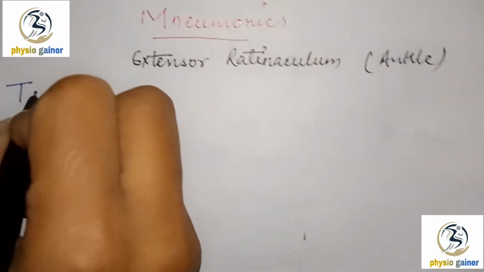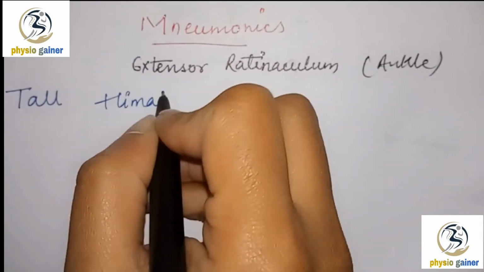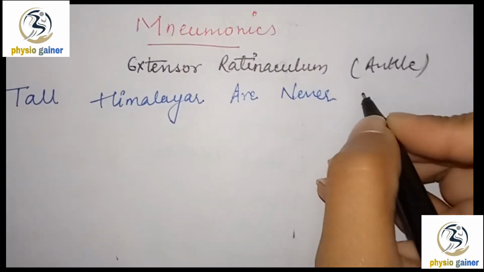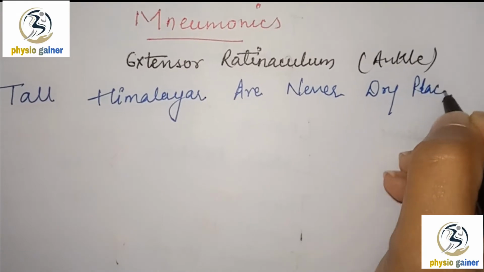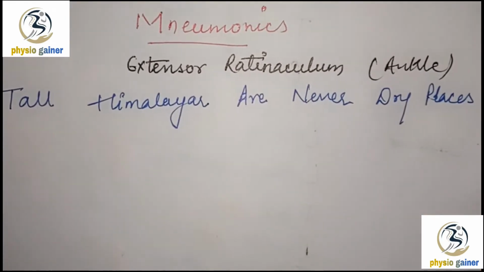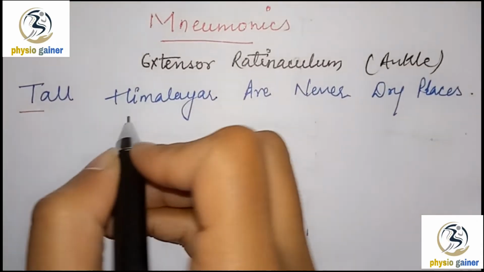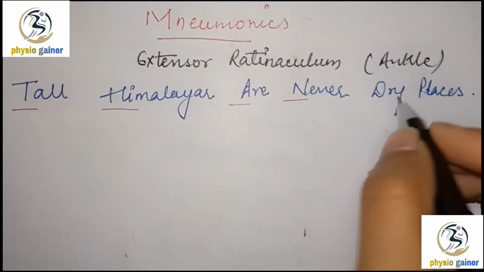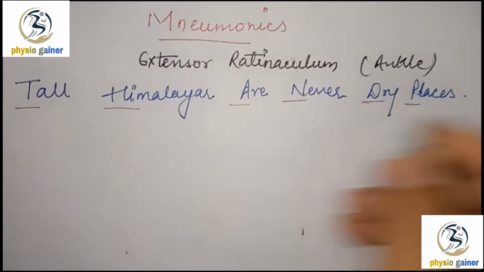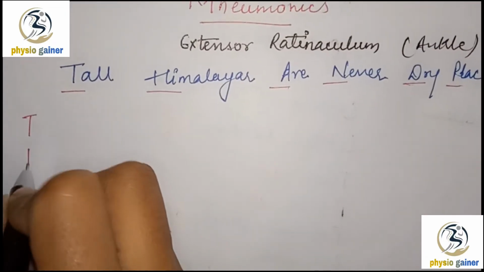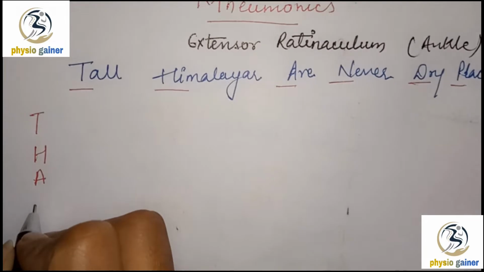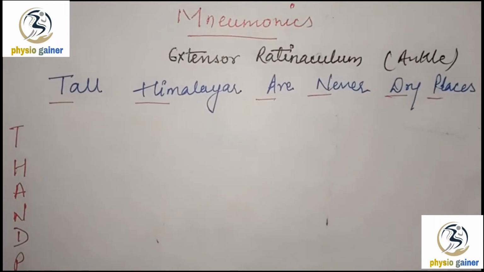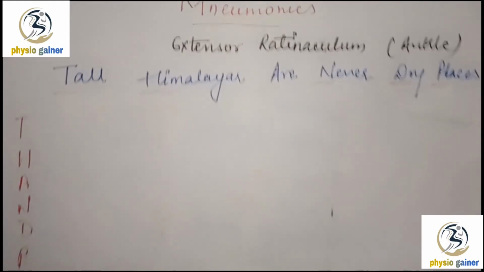The mnemonic is: Tall Himalayas are never dry places. The tall Himalayas are never dry place. What are the highlighted words? T, tall says T; Himalaya says H; R says A; never says N; dry says D; and place says P. T, H, A, N, D, P. So what has come out? T, H, A, N, D, P.